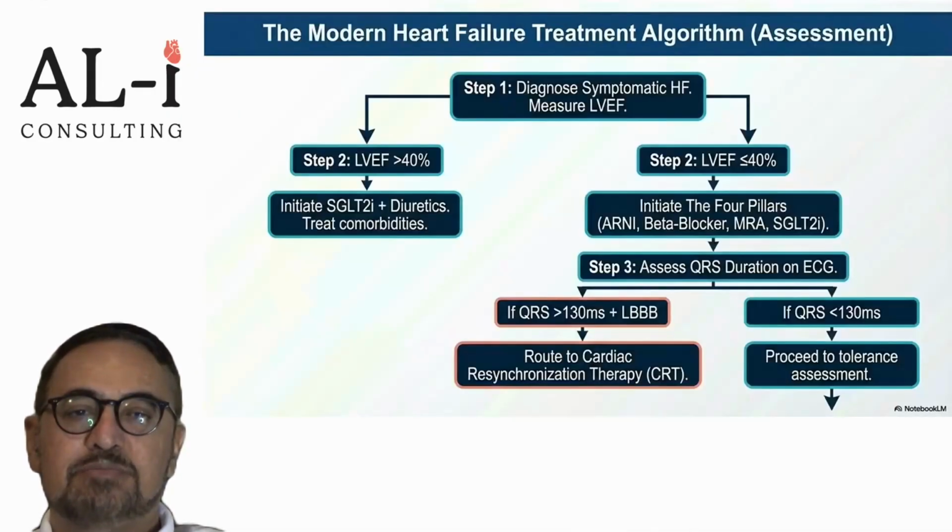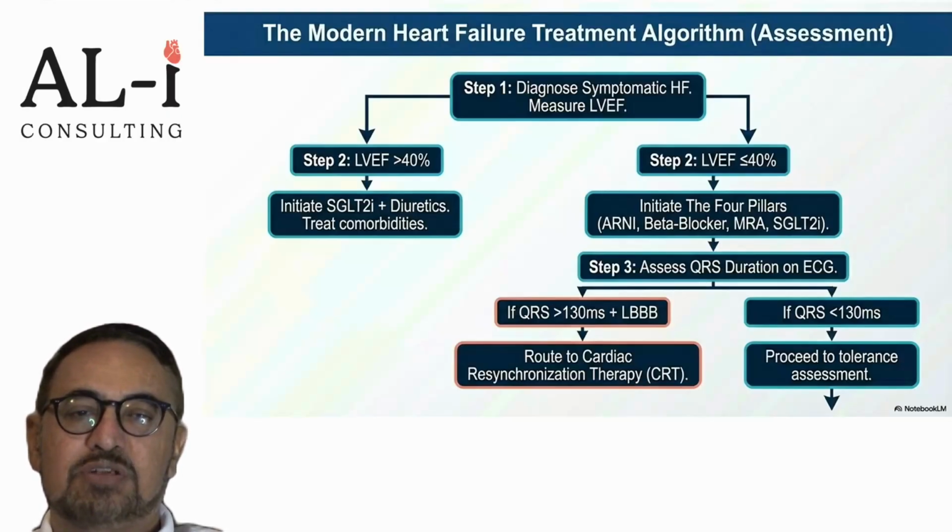The assessment algorithm begins with a straightforward question. Does the patient have symptomatic heart failure and what is the ejection fraction? If the LVEF is above 40%, it emphasizes a simpler pathway centered on SGLT2 inhibition, diuretics for congestion, and treatment of comorbidities. If the ejection fraction is below 40%, we move into the classic HFrEF management, initiate the four pillars: ARNI, beta blocker, mineralocorticoid receptor antagonist, and SGLT2 inhibitor.